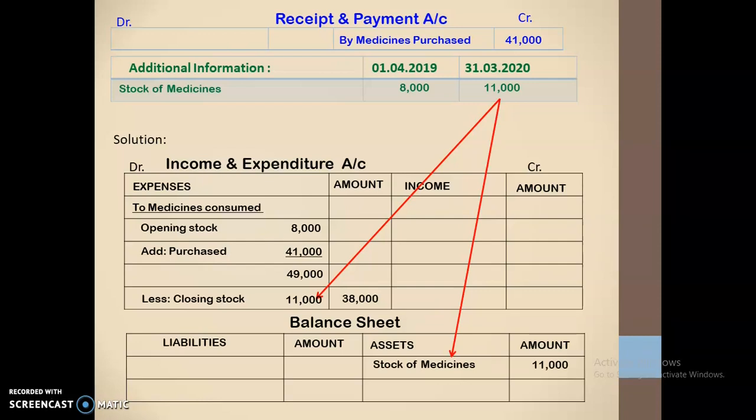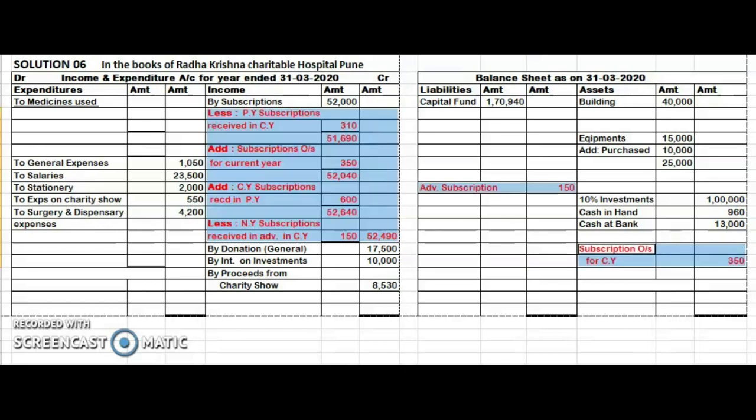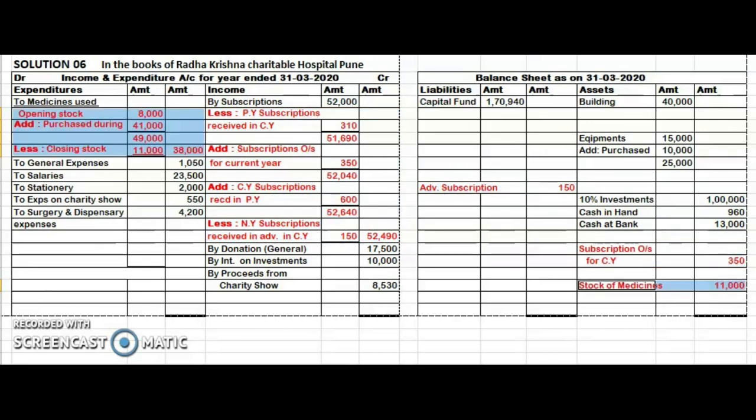Now let's see how all this will appear in the income and expenditure account and balance sheet. Now students, this is the income and expenditure account and balance sheet. These are your postings from receipt and payment account. Now let's see the adjustment effects. As discussed, this is the adjustment effect of subscription. This is the adjustment effect of medicine used.